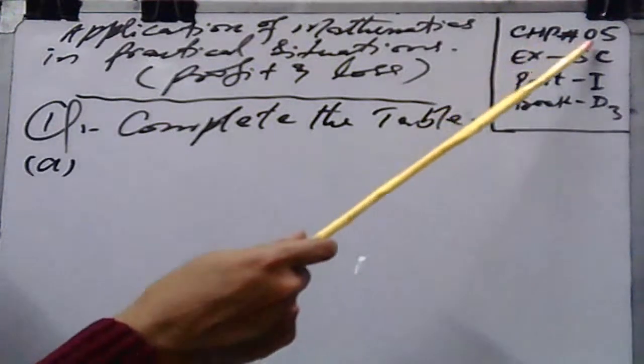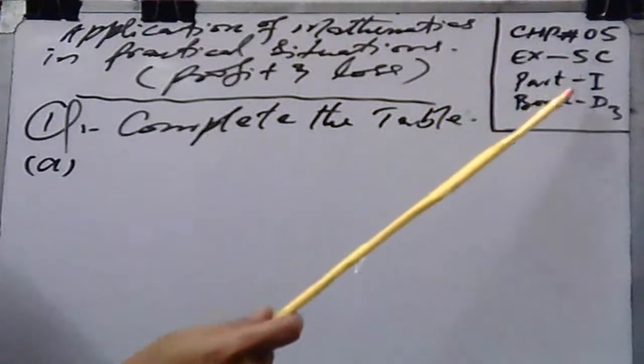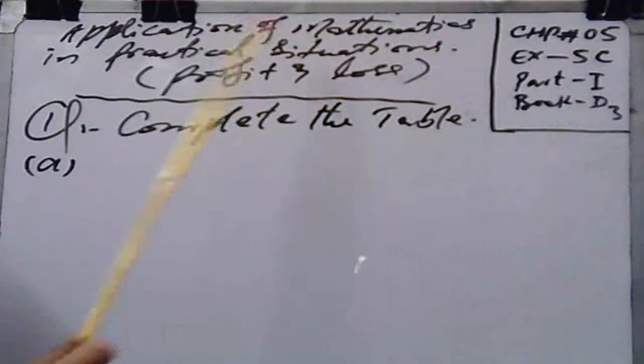Today we'll discuss chapter number 5, exercise 5C, part number 1, book D3, applications of mathematics in practical situations, a well-known exercise, profit and loss. Complete the table in the 5C exercise. Principal amount is given to you, rate of interest is given to you, time is given, simple interest we have to find, and amount we have to find.